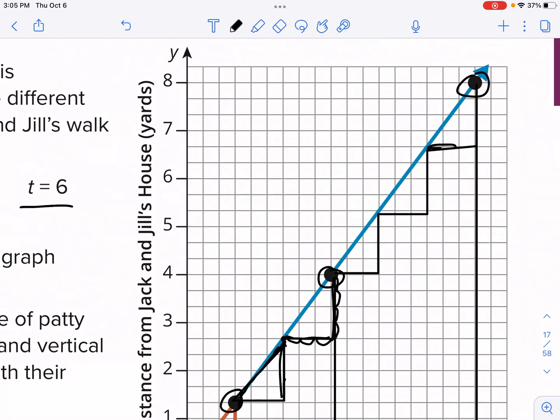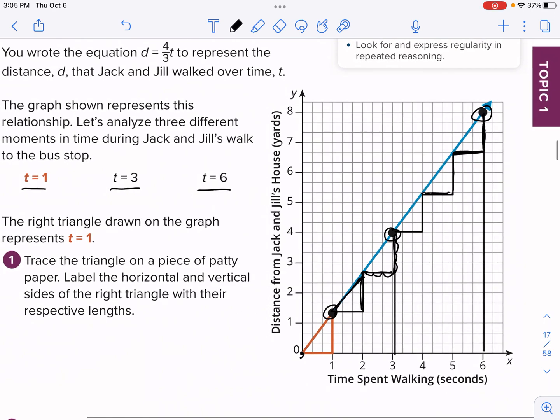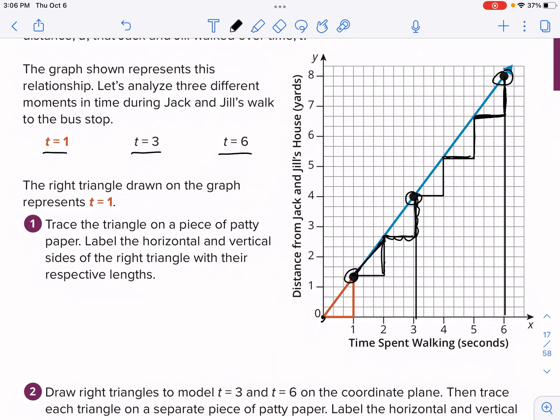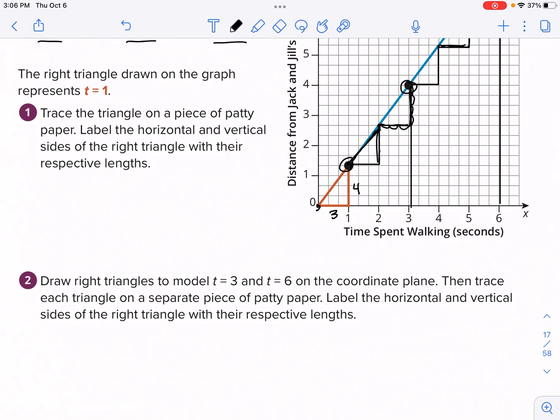I don't know why my lines aren't straight. Okay. We get the idea there. We kind of got like the shark teeth looking thing. All right. So for this, they were all 3 to the right and 4 up. Okay. So it says then trace the triangle on a separate piece of patty paper. We didn't do that. We just drew it on here. Label the horizontal and vertical sides of the right triangle. We just put it here, 3 and 4. Right, and that makes sense, right? 3 parts of time for every 4 parts of distance.